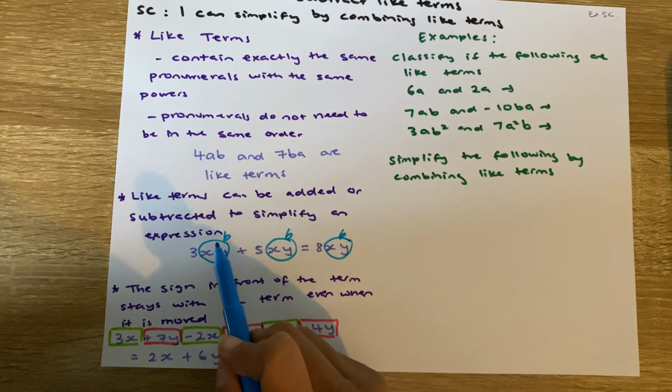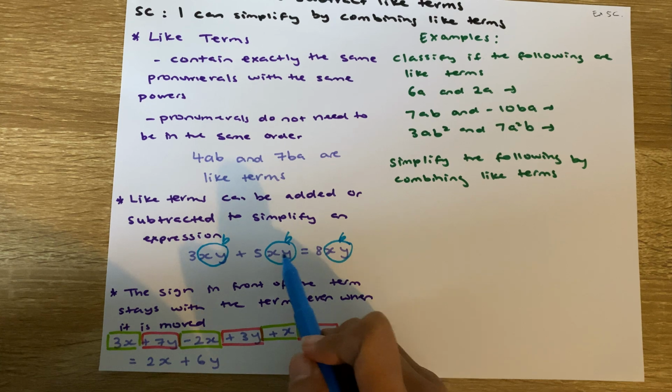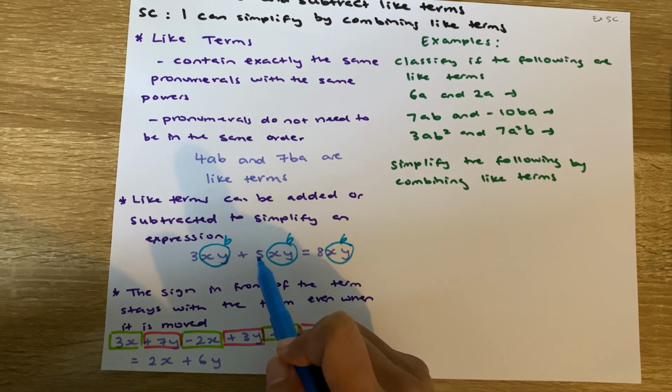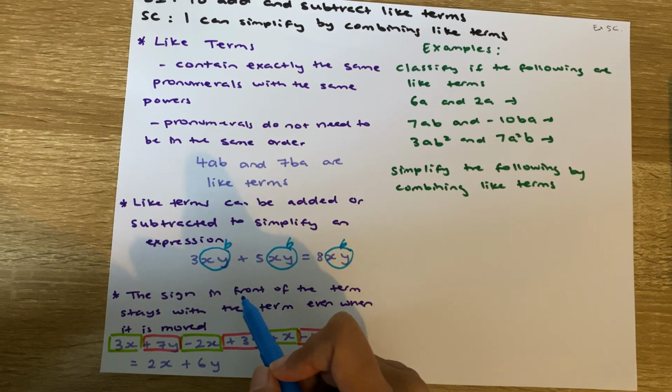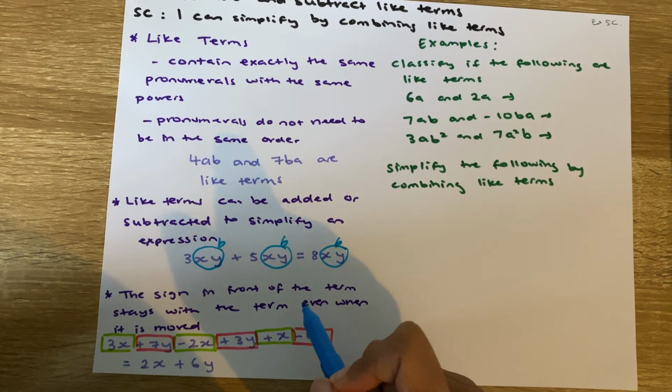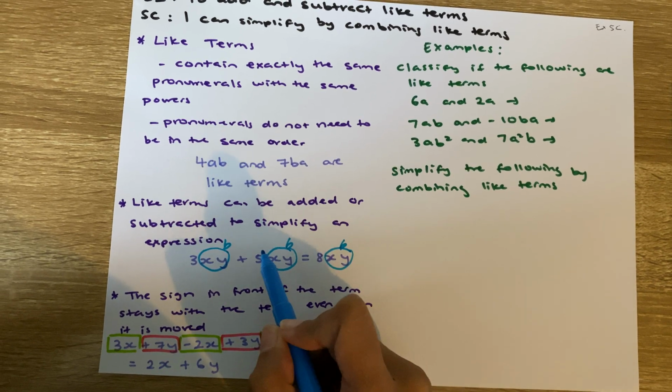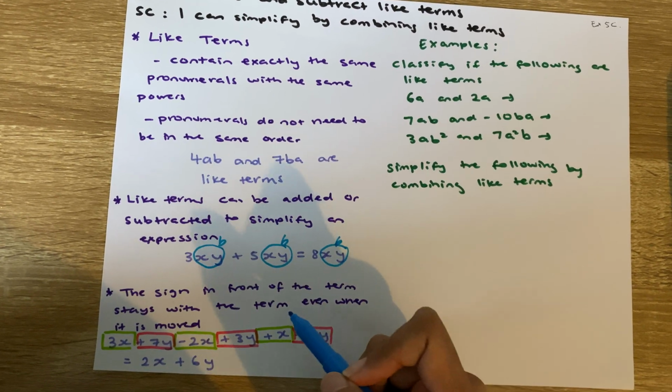So you want to see each of these parts as being alike, so you're just then working with the numbers. The sign in front of the term is going to stay with the term. Whatever the symbol is going to matter.